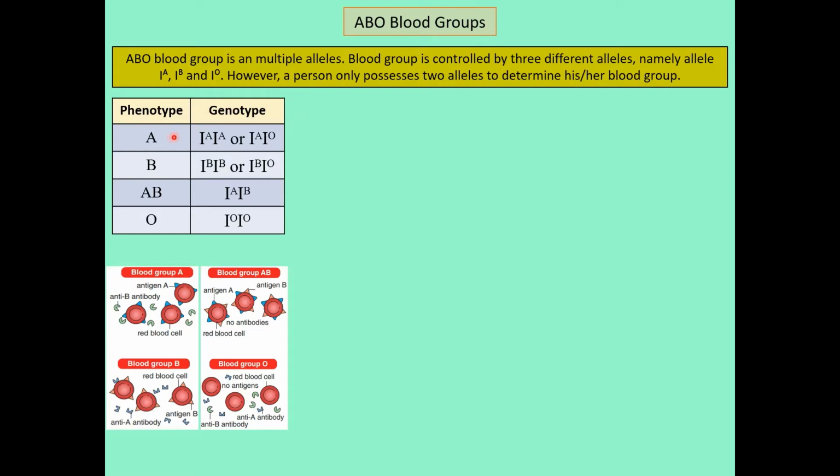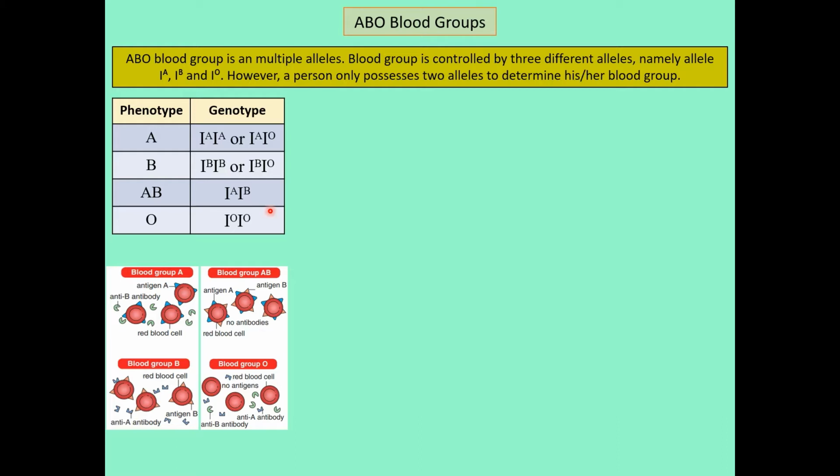An individual with blood group A can be either homozygous dominant IA IA or heterozygous, dominant IA with recessive allele IO. Blood group B can be homozygous dominant IB IB or heterozygous, dominant IB with one recessive allele IO. Individual with group AB has both dominant alleles, allele IA and allele IB.